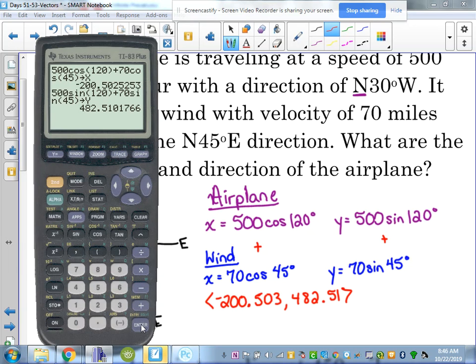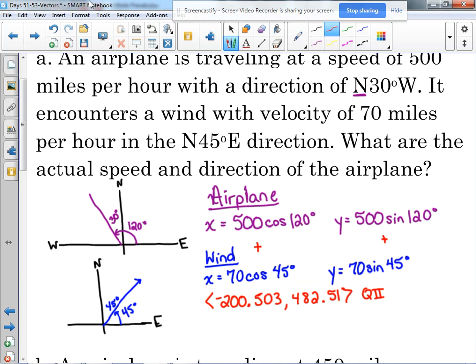Okay. At this point, you need to confirm what quadrant you're in. Negative x, positive y, we are in quadrant 2. Makes sense because our plane is flying in quadrant 2. Now the wind is going to affect it, but it's only a 70-mile-an-hour wind. It's not going to completely push it into another quadrant. Now, it is possible to move to a different quadrant, but we're just going to leave it like that.